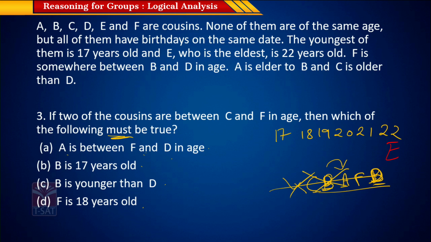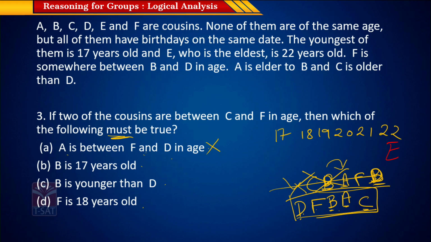Let's try in another way if we can disprove this. So let's say that C is here and F is here, and A is between F and D. So let's put D here and B here. So we have here A is older than D, C is older than D, A is older than B in this arrangement, and A is definitely not between F and D, but this is a possible arrangement. So we have disproved that this doesn't necessarily have to be true.